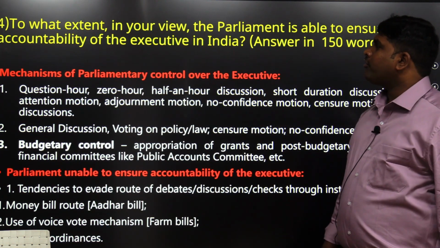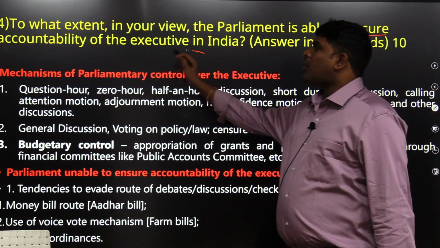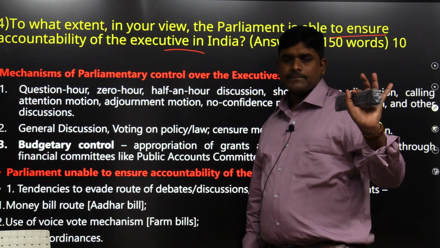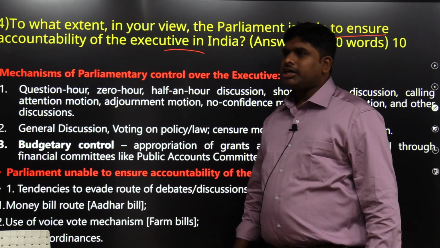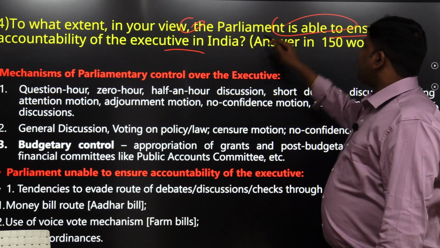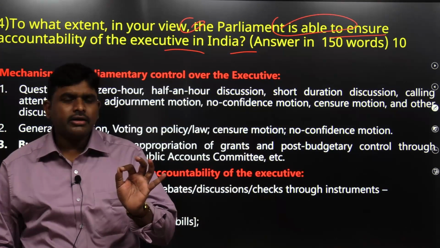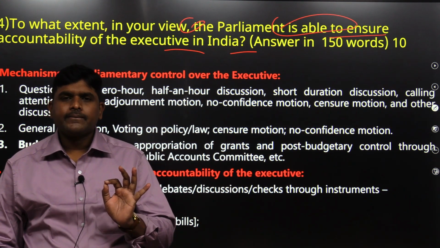To what extent, in your view, is the Parliament able to ensure accountability of the executive in India? Direct Indian polity question. Remember this. You can directly pinpoint where we can make it better. But first you have to write.